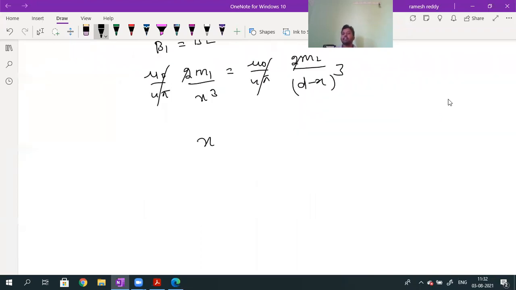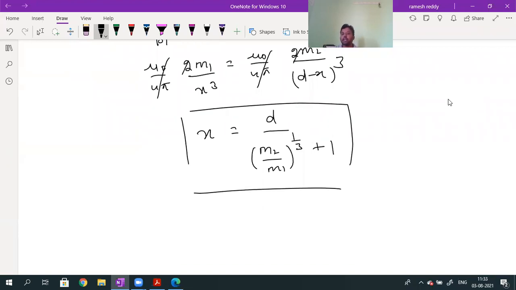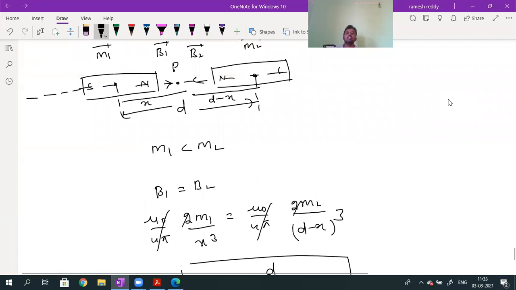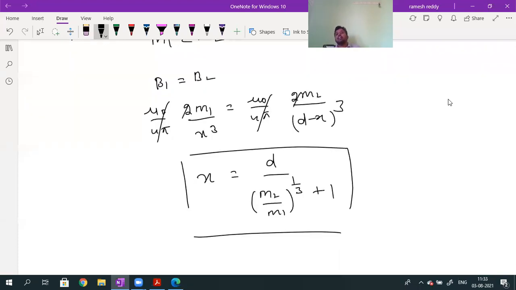After simplification, we get the answer: x value will be given by d divided by (m2 by m1) whole to the power of 1 by 3 plus 1. This is the formula to locate the null point between the bar magnets. Between the bar magnets, what is the location of the null point? This is the distance of the null point from the bar magnet of weaker magnetic moment. So x is d divided by (m2 by m1) whole to the power of 1 by 3 plus 1.